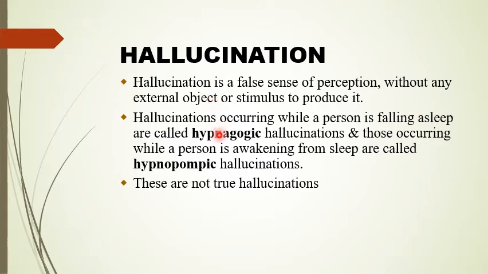There are two types of hallucinations: hypnagogic hallucination and hypnopompic hallucination. Hallucinations that occur while a person is falling asleep are called hypnagogic hallucinations, and hallucinations that occur while a person is awakening from sleep are called hypnopompic hallucinations. Hypnagogic and hypnopompic hallucinations are not true hallucinations.